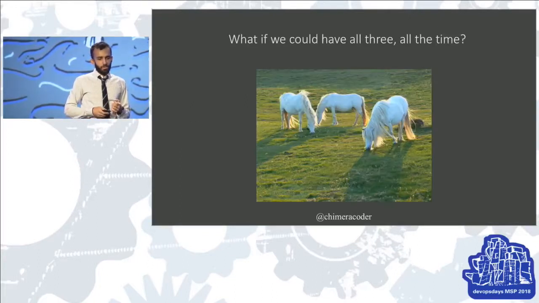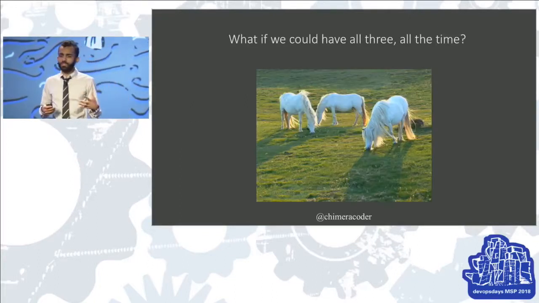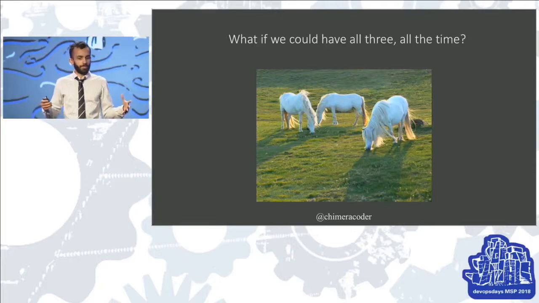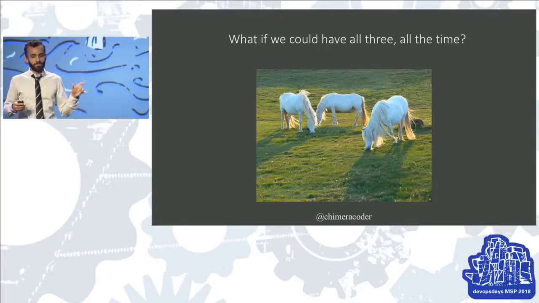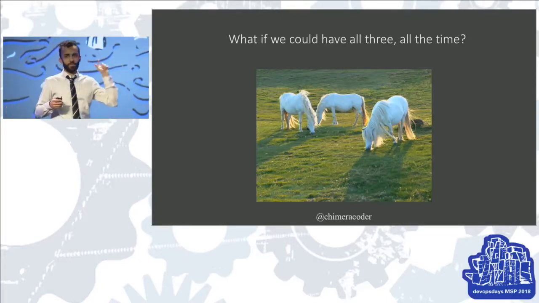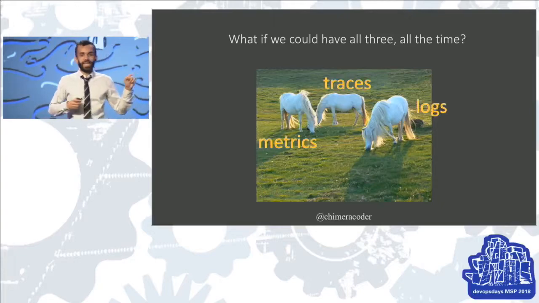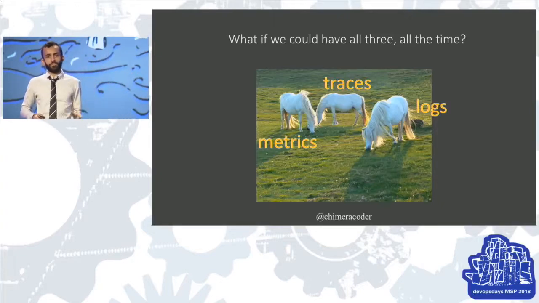So what if we just had a single interface for emitting all of these? And we could decide later on how to handle and how to represent them. So I call this my I want a pony slide, because I don't just want 1 pony, I want 3 ponies. I want metrics, I want traces, and I want logs. I want all 3 all the time.